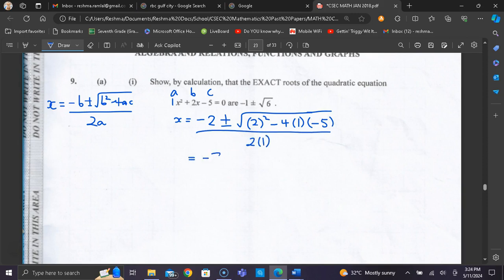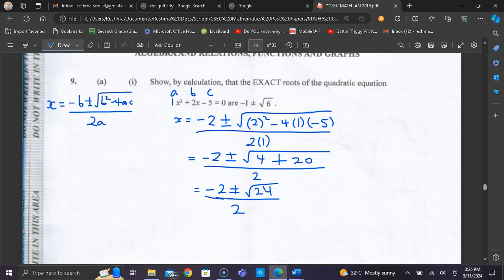So let's simplify. We have -2 plus or minus, right? So let's work out what's under the square root. 2 squared is 4. Now the minus and the minus here will give a plus, and then if we multiply 4 by 1 by 5, that will be 20, and in the denominator we get 2 by 1 is 2. So if we add 4 and 20 gives 24. Now these are our roots, -2 plus or minus the square root of 24 divided by 2.